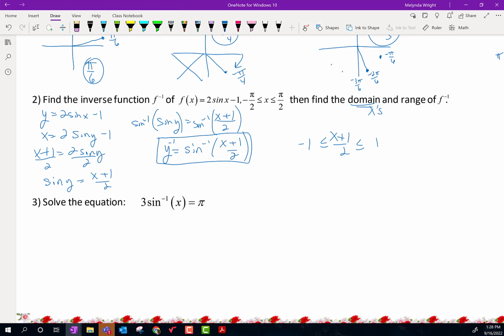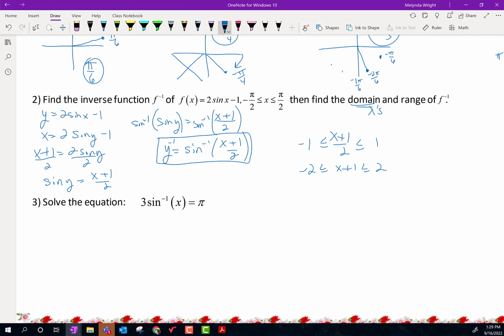Now I need to solve for x, so this brings us back to last year's work with inequalities. The first thing I want to do, I want to get x by itself, so I want to get rid of the 2. The 2 is a divider, so if I undo that, I multiply everything by 2, we're good to go, right? So let's multiply through the whole thing by 2. So -2 less than or equal to x plus 1 less than or equal to 2.